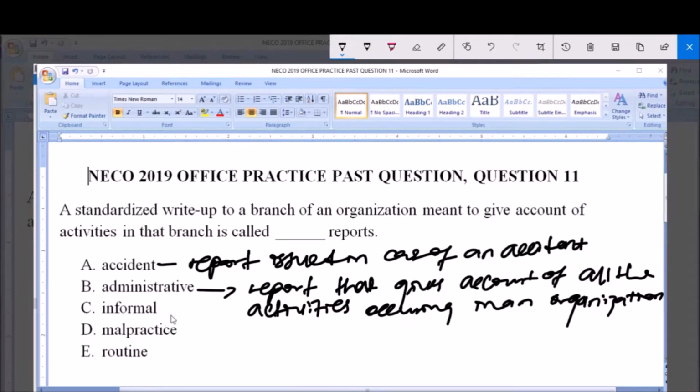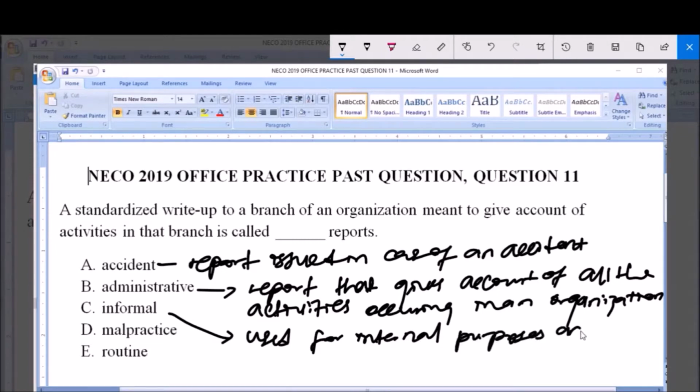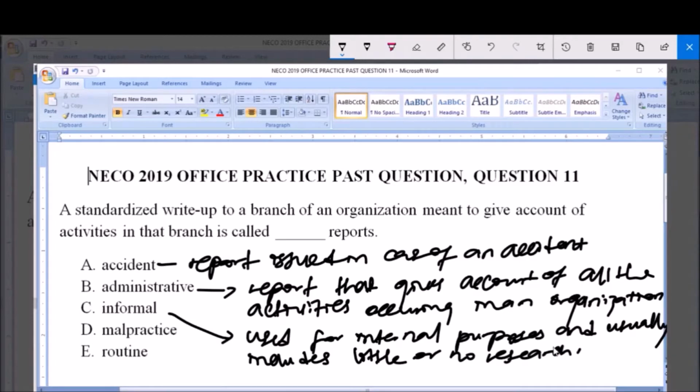Now C here says informal reports. An informal report is used for internal purposes, like for one's own business, and it usually includes little or no research. So it's used for internal purposes, and it includes little or no research. That's for informal reports.